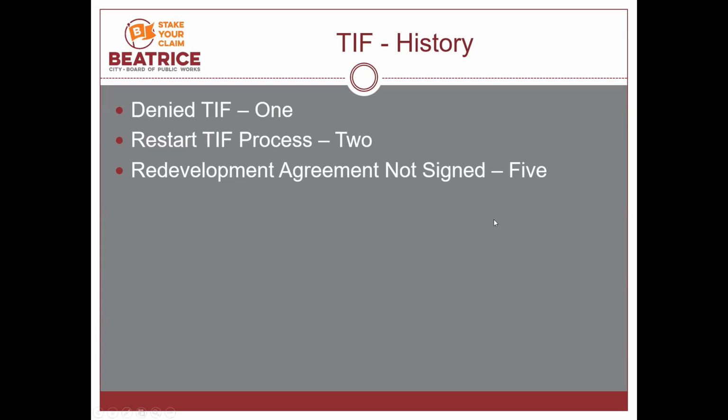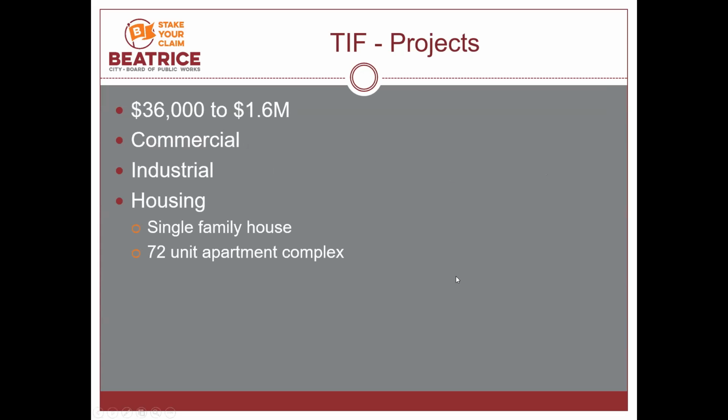The next slide just talks about different projects we've done here. We've done some as little as $36,000 projects, and about 1.6 million, I think, is the largest project we've done. We've done a little of everything: commercial, industrial, housing. Since 2012, it's pretty evenly split. It's been 6 commercial, 5 industrial, 7 for residential use.